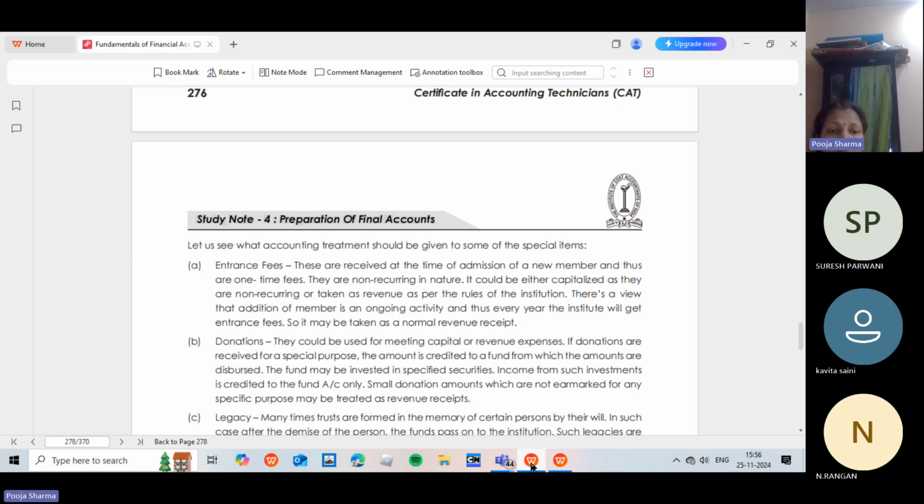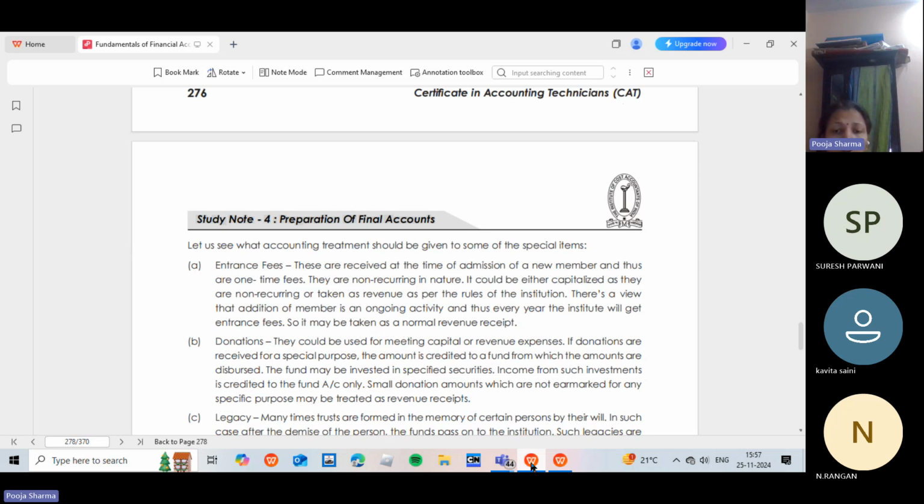Donations are received for a special purpose. Special purpose means it is a specific donation. The amount is credited to the fund from which the amounts are disbursed. It is credited from where we have used it. It will be credited to that account. The fund may be invested in specific securities. Income from investments is credited to the fund only.